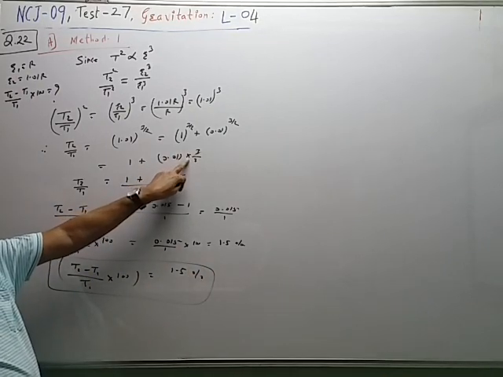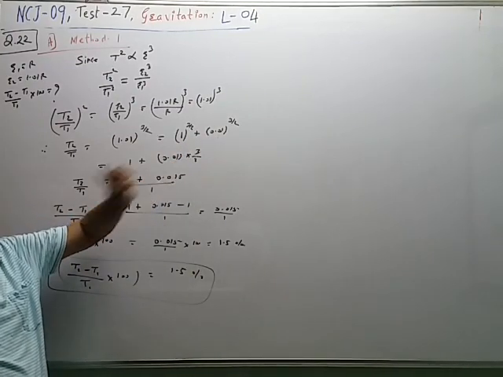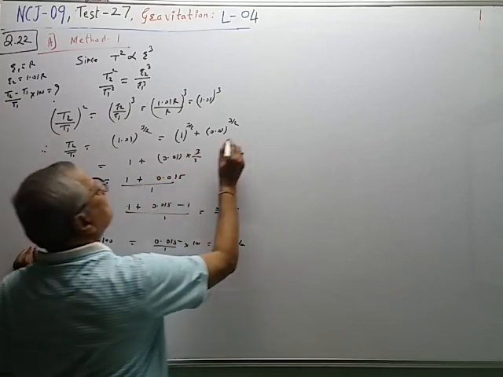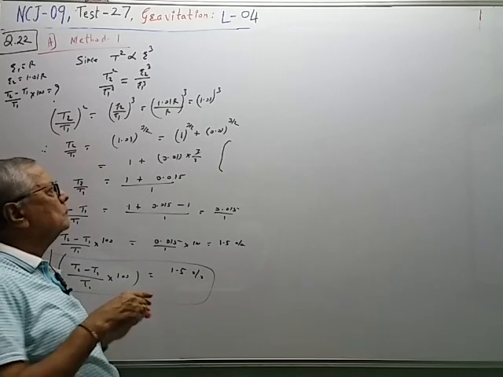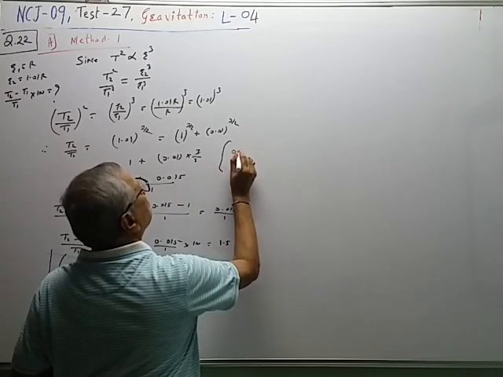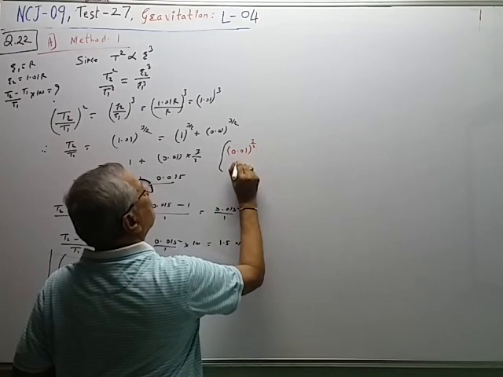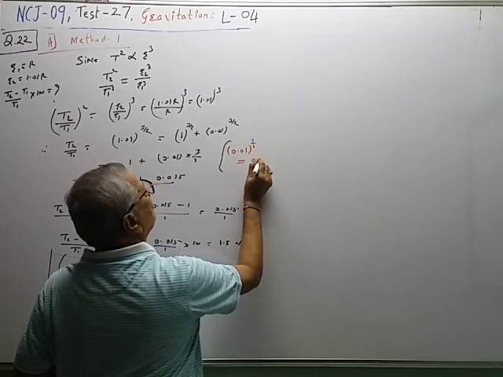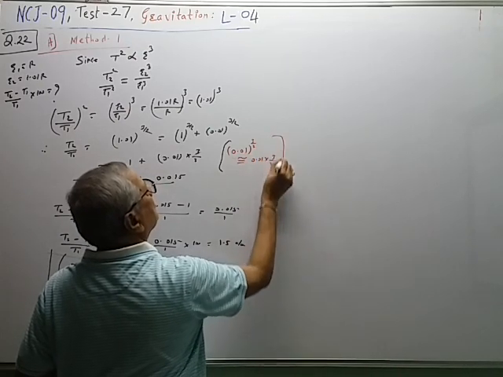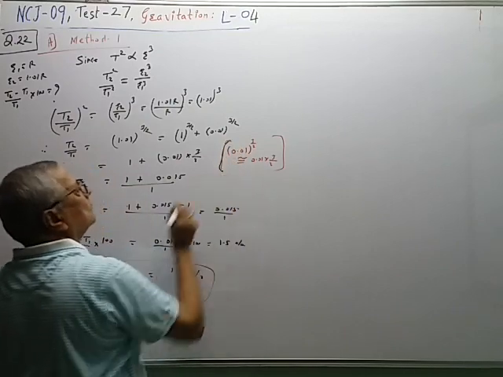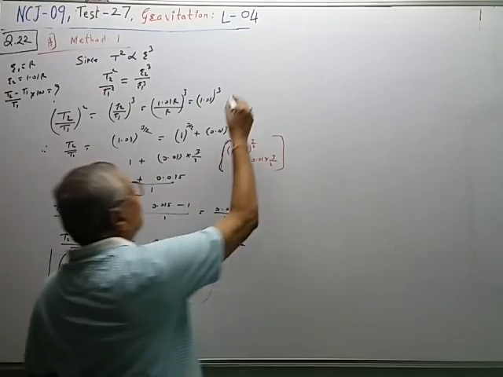Here we can use the binomial expansion. 0.01 raised to 3 by 2 is nearly equal to 0.01 multiplied by 3 by 2 approximately. You have to find the answer approximately. So this is one method.